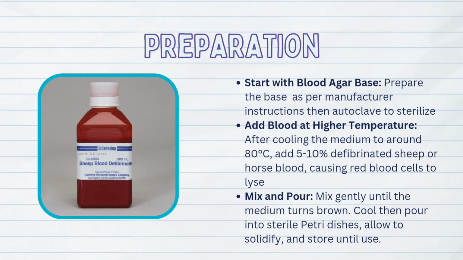Then you add blood, but instead of adding the blood at a lower temperature, you have to add the blood at a higher temperature because you need to lyse the blood cells. So after cooling the medium to around 80 degrees Celsius after it comes out of the autoclave, you then add 5 to 10% defibrinated sheep or horse blood, causing the red blood cells to lyse. You must gently mix the medium until it is homogeneous. Cool, and then pour into petri dishes, allow to solidify, and store until use.